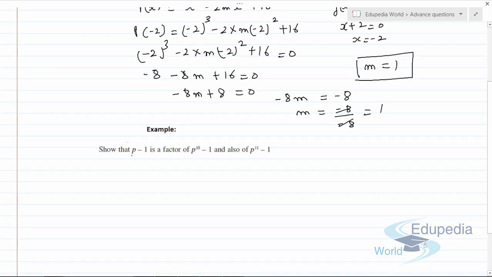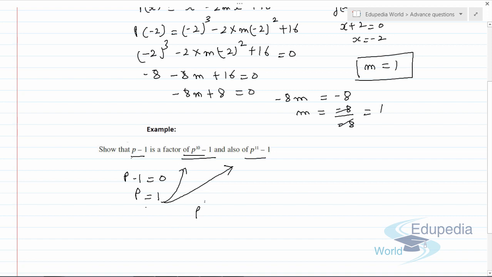We have to show that p minus 1 is a factor of this and this. So for the factor, we put p of minus 1 equals 0, so p will come out to be 1. Now we have to put the value of p of minus 1 over here and over here. After putting, we have to check whether the value comes out to be 0 or not. So let's start with this.